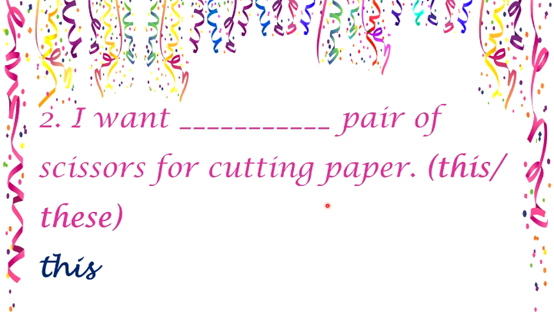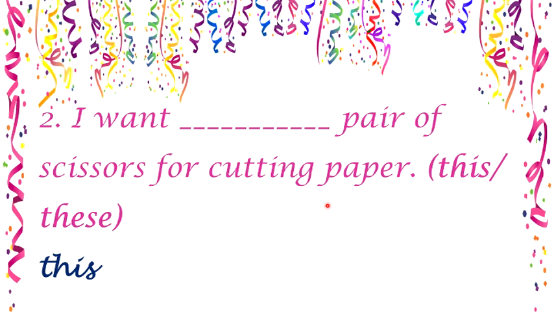Because scissors is a plural noun, but when we use the word pair, pair is taken as a singular noun. Pair of scissors means a singular noun. Please listen to this very carefully. Pair of scissors here is our noun and it is taken as a singular noun. And so this will be used. I want this pair of scissors for cutting paper.